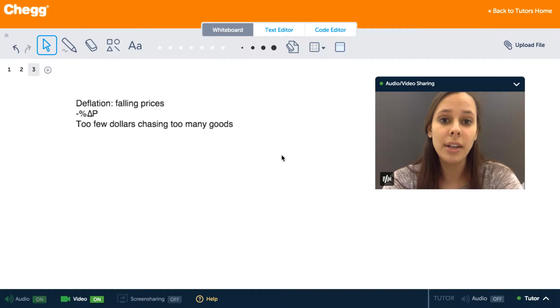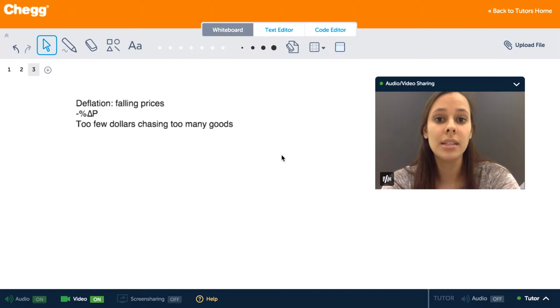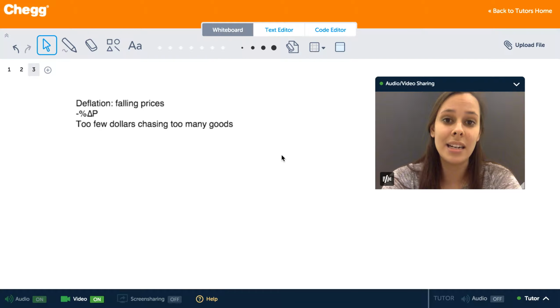We get deflation when there are too few dollars chasing too many goods. This usually results from a decrease in the amount of dollars in the economy. This can also result from the increase of the number of goods that need to be purchased. I'll go into a little more detail on those.